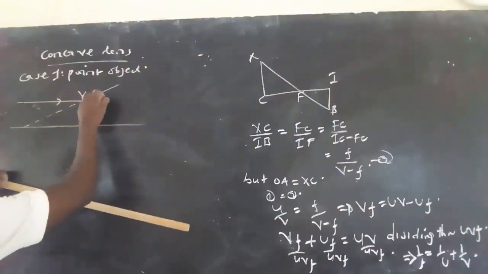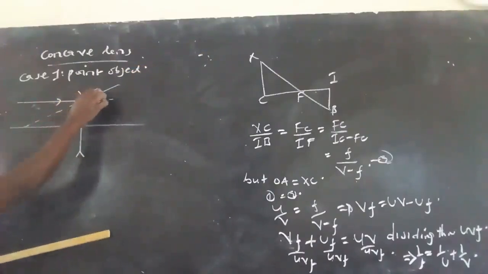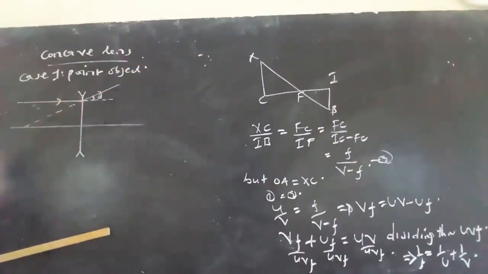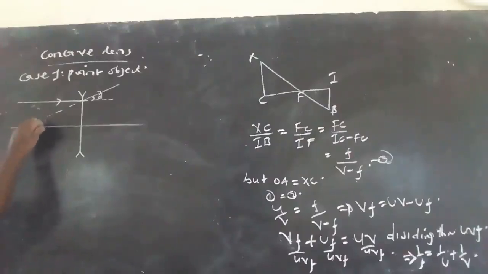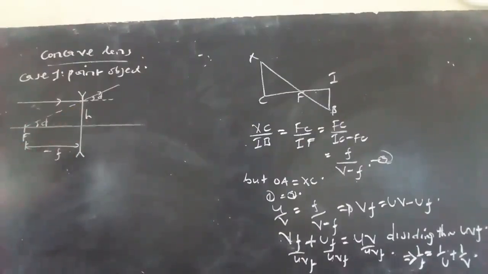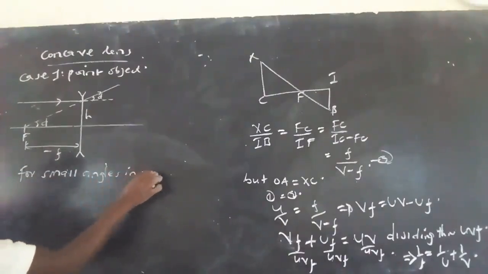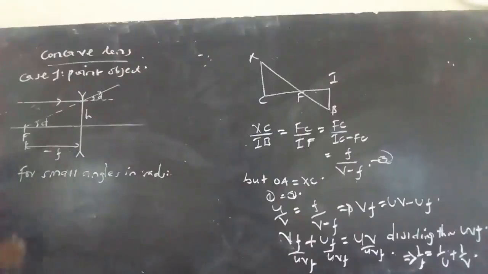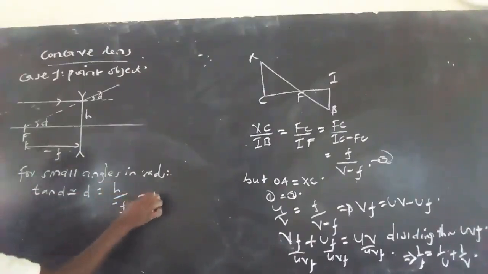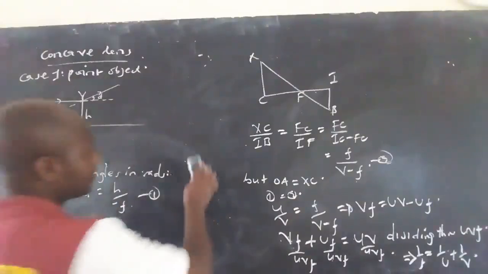Okay? But this arm here is the arm of deviation. Then this is F. This will also be the arm of deviation. And this will become negative F. This is H. Then we shall say that for small angles in radians, we shall say tan of D is approximately equal to D, which is H over negative F, equation 1.